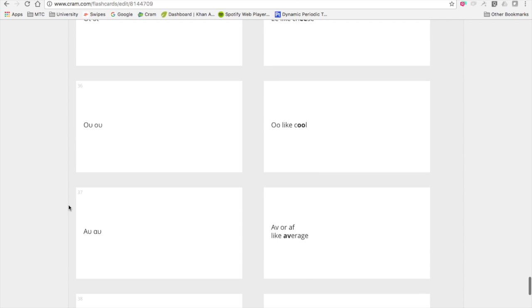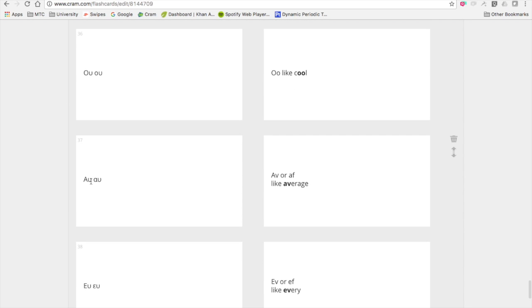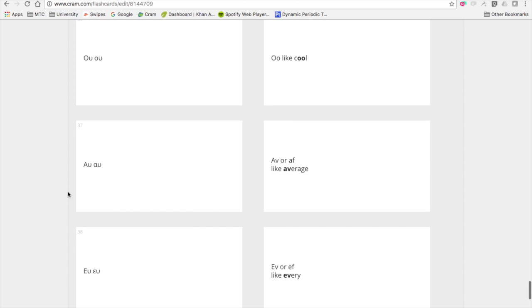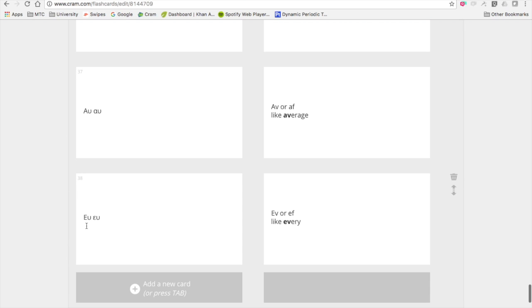Then we have an av noise, but it can be av or af, depending on the word. And then we have ev, as in every, and that concludes the combinations. Okay, so now we've covered the alphabet and the letter combinations. There's something else that is needed to be able to read Greek, and that is to understand and use accents.